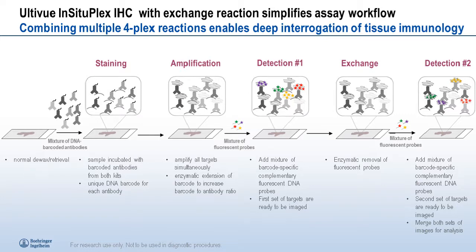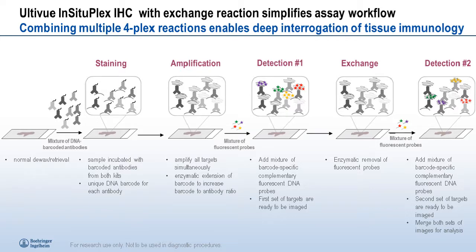And so as a proof of concept, we've worked with Ultivue with something that's not quite commercially available yet. They call this the exchange reaction, and they've published this in a couple of really nice posters at some recent meetings. This really involves combining multiple 4-plex reactions together to create higher-plex assays. Here we worked with Ultivue to develop, as a proof of concept, that we could perform this in our lab, the PD-1 kit combined with the PD-L1 kit.